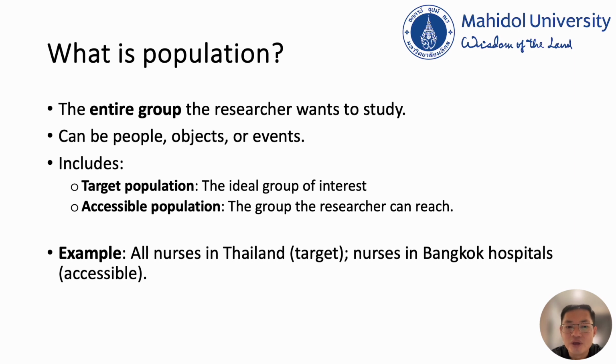But often, we cannot reach the whole group. So we work with the accessible population, for example, nurses in Bangkok hospitals. This distinction is important for defining the scope of your research.